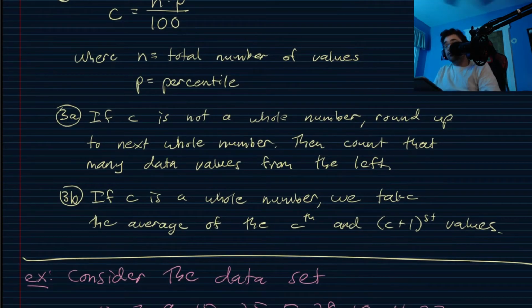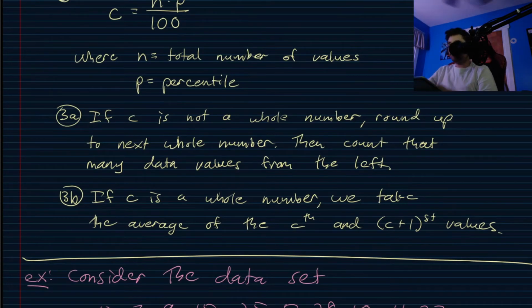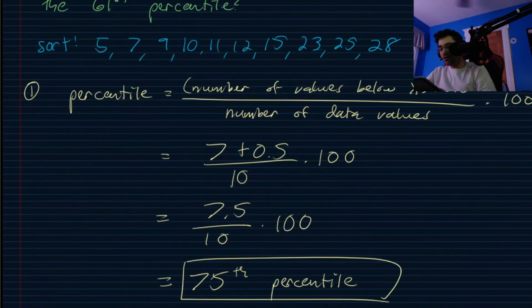There's two possibilities: either c is a whole number or it's some decimal. If it's a decimal, we round up and count that many data values from the left, and that's the data value that we want. And if c is a whole number, we take the average of that number and the one higher than the cth number. So we take the cth number and the cth plus 1 number. So if c was 10, we would take the 10th number and the 11th number in the distribution and average those, and that would be our answer. We did a couple examples there.